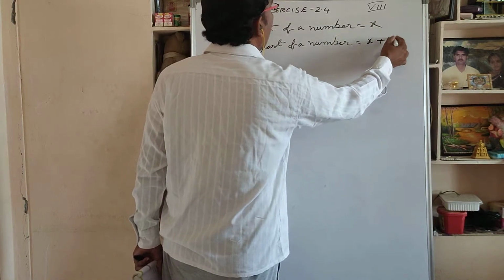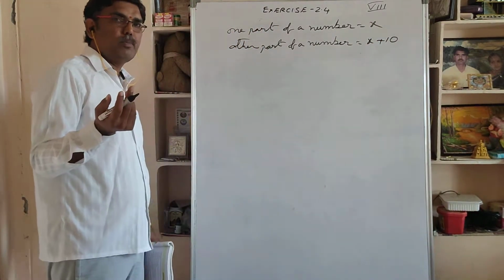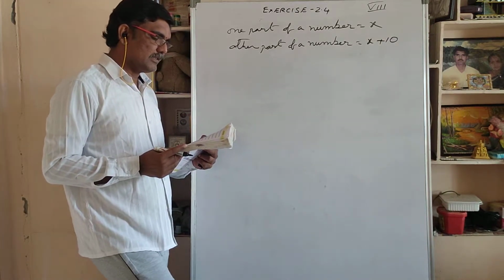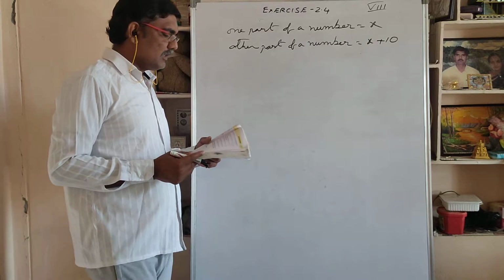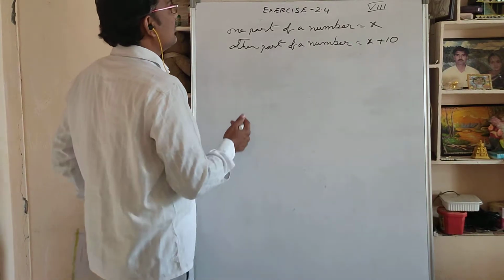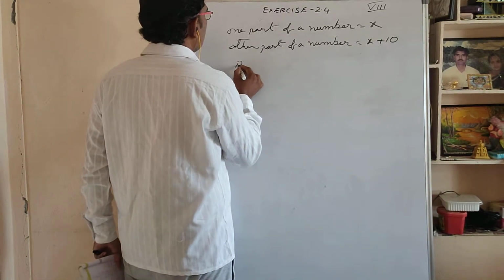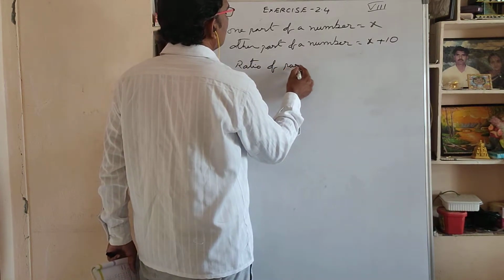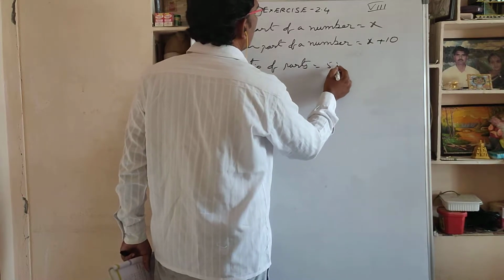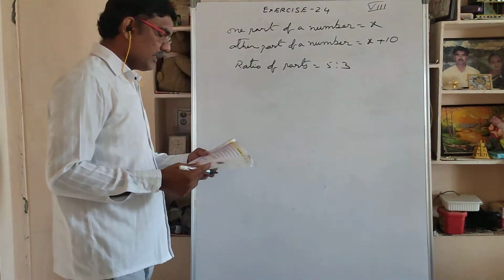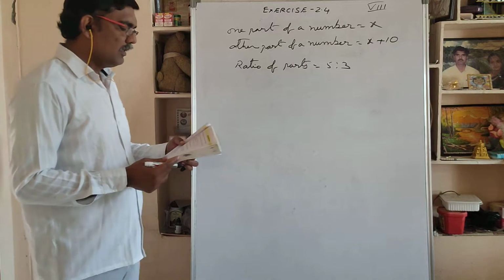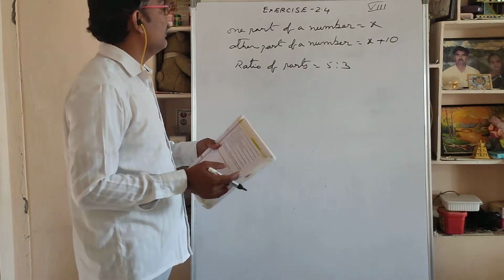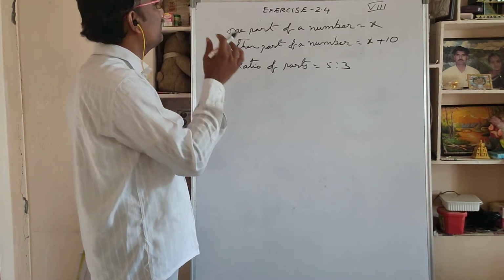More than means you have to add. Times means you have to do multiplication. One number is x means the other number is 10 plus x. If the two parts are in the ratio of 5:3, say here, ratio of parts is how much they have given? 5:3. Find the number and also the two parts.